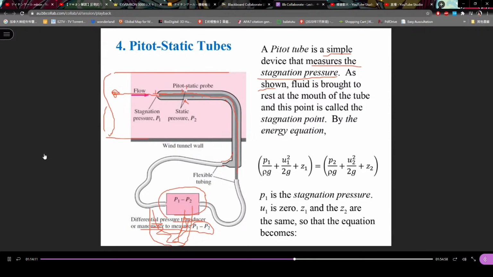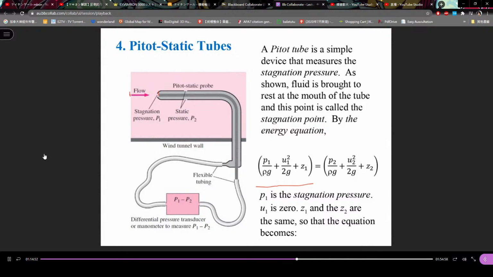So, as shown, fluid is brought to rest. Flow velocity towards this direction. At the mouth of the tube, it's just like a mouth opening. And this point is called the stagnation point. You see, stagnation point. No flow, no movement. That's why it's called stagnation point. And we write the energy equation from this point to this point.